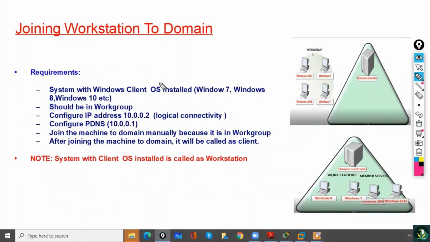Okay, so the requirement: we need to join the workstation to the domain. Now we have joined the member server to the domain. Now we will join the workstation to the domain. So what is the requirement? A system with a Windows client operating system installed, like Windows 7, Windows 8 or Windows 10, and it should be in a workgroup. We will configure the IP address 10.0.0.20. Okay, so we'll configure the IP address from the same network and it will form the logical connectivity, and the preferred DNS will be 10.0.0.1. After that, we'll join the machine to the domain manually because it is in a workgroup. After joining the machine to the domain, it will be called a client, and the system with a client operating system is called a workstation.